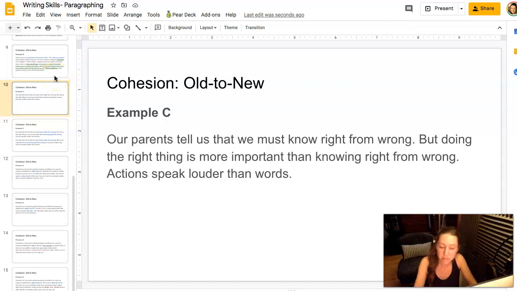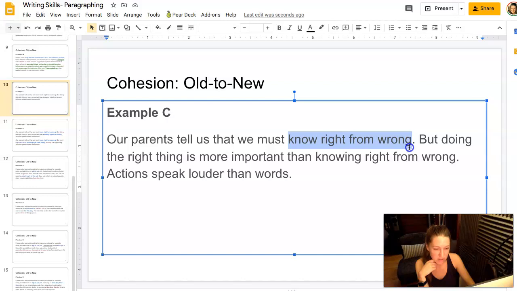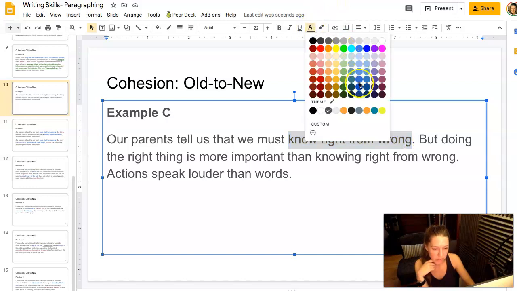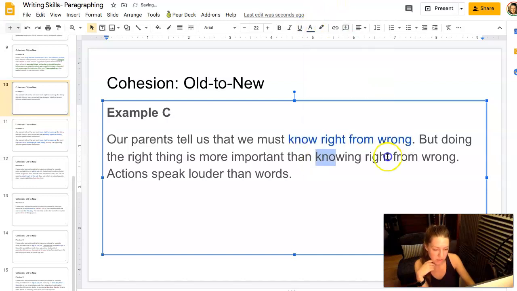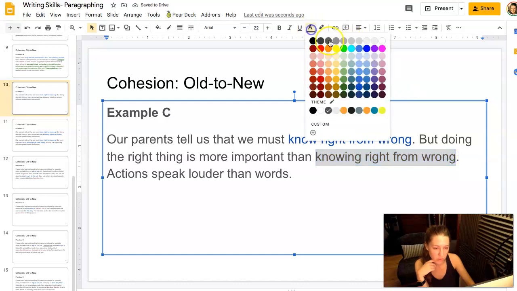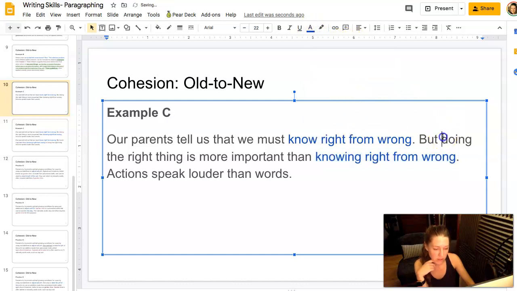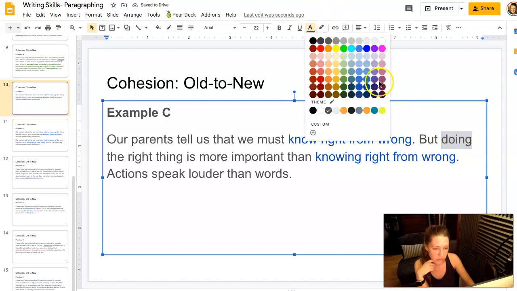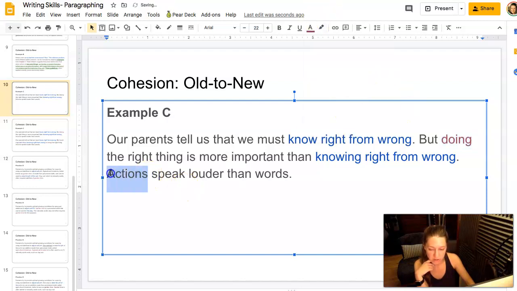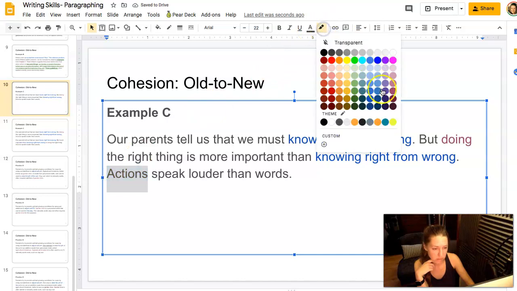Okay, let's apply the old to new principle to this example. So the first thing we're going to do is identify these sort of recurring ideas. And the first one is about knowing right from wrong. I see that this comes up twice. And then in between we've got doing the right thing, and actions are doings.